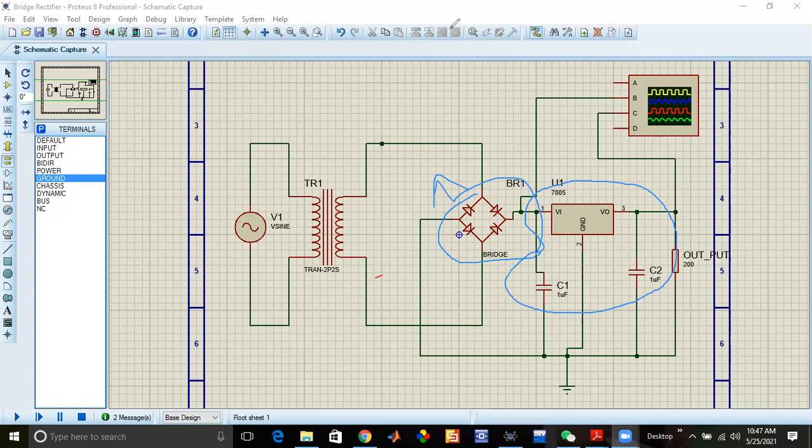This is your task that use filter for half wave, center tape rectifier only filter. Okay, regulator then apply.